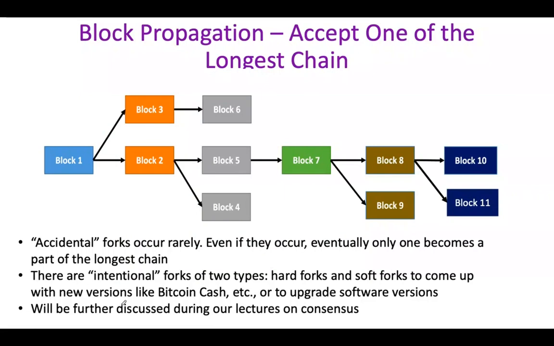So there are intentional forks of two types, hard forks and soft forks, in the network, to come up with new versions like Bitcoin Cash, etc., to upgrade the software versions. We will discuss this further during our lecture sessions when we talk more about consensus, whether it is distributed consensus, private consensus, public consensus, or semi-private and semi-public consensus. When we talk about that, we'll discuss more about this.